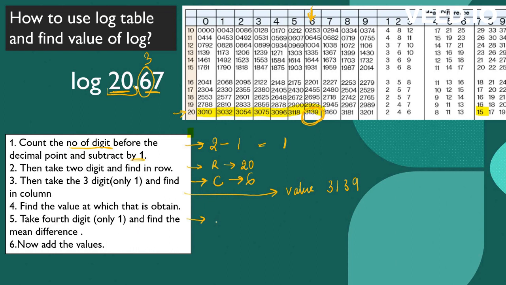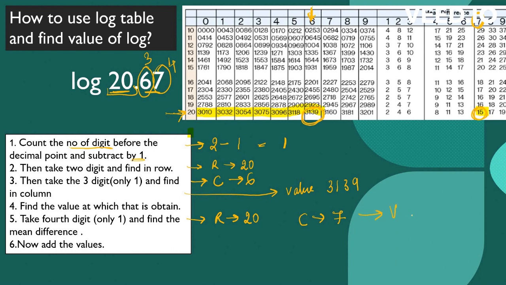Now the fifth step is the fourth digit. The row is the same, only 20, but the fourth digit in our case is 7. So we have to check column number 7, that is the mean difference column number 2, not column number 1. Third digit we find in column number 1, fourth digit we go with column number 2. The row is the same 20, and in column number 2 the value I am having is 15.